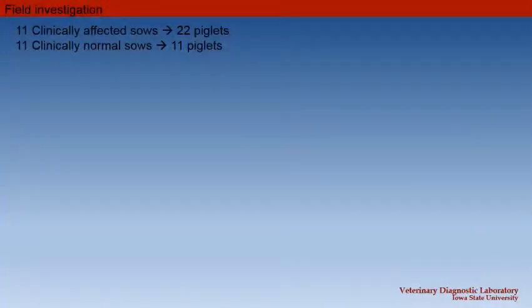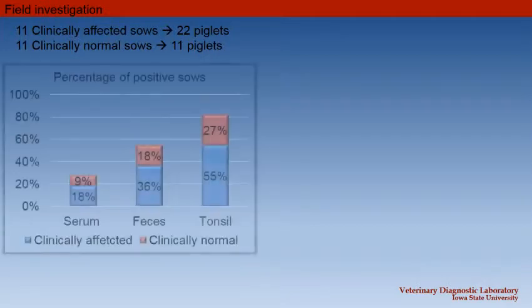We did a little field investigation because what we saw is that this neonatal mortality was present, but there was not a real association with clinically affected sows or non-clinically affected sows. So what we did, we walked into the farm, we looked for animals that had vesicles, and animals ready to farrow that didn't have vesicles. So we have 11 and 11, clinical and non-clinical, and we followed their offspring for a couple of weeks.